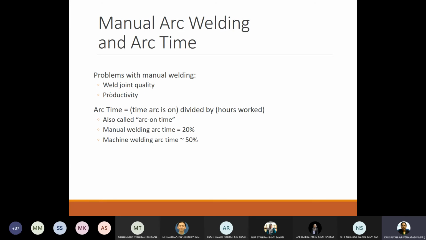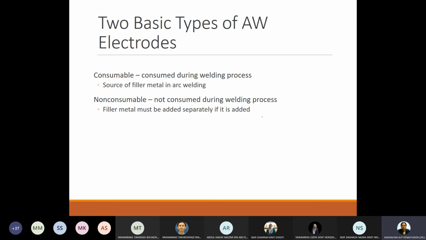Thickness and many other things will affect the weld joint, and the productivity itself, because as I said, it is manual, so it's reliant on human labor. The arc time is formulated as the time the arc is on divided by the hours of work. So there are two basic types of arc welding electrodes.